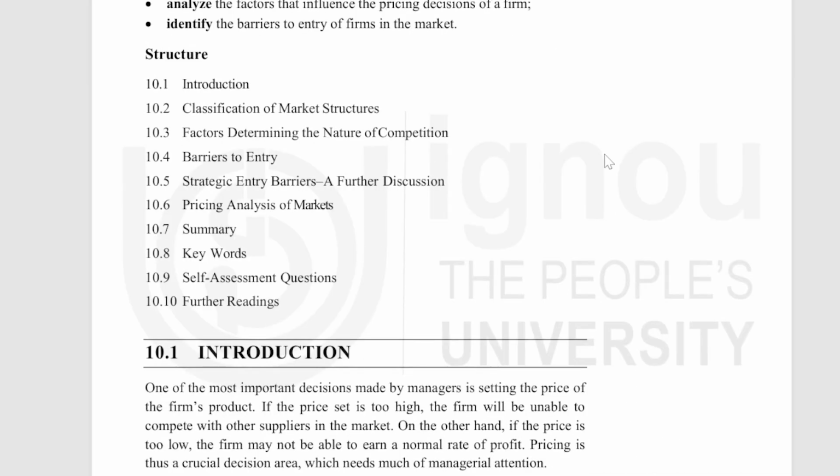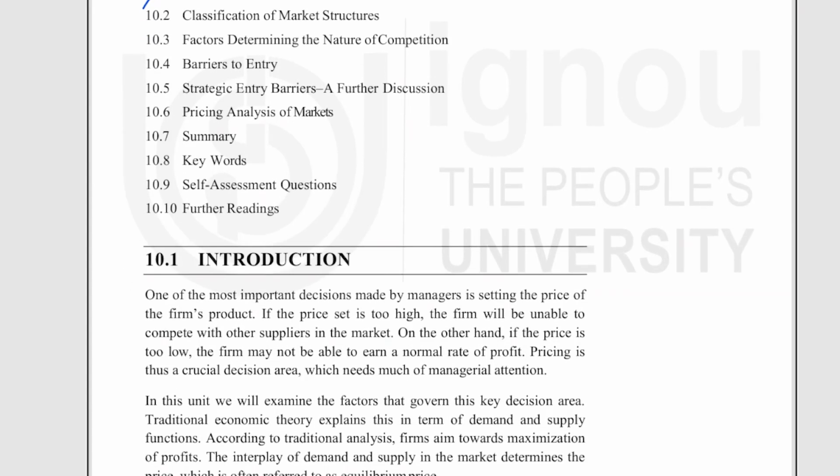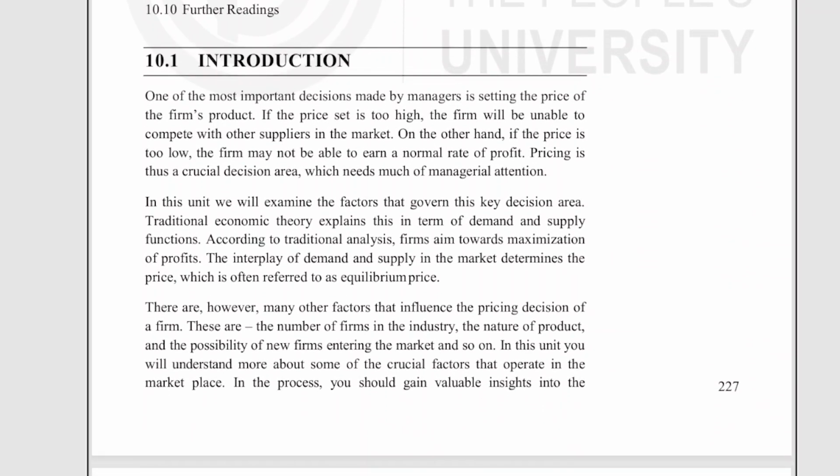And the structure is: there is an introduction, classification of market structure, and factors determining the nature of competition, barriers to entry, strategic entry barriers, a further discussion, pricing analysis of market, summary, keyword section, and self-assessment questions. So this is the structure of this unit. So let's begin with the introduction part.